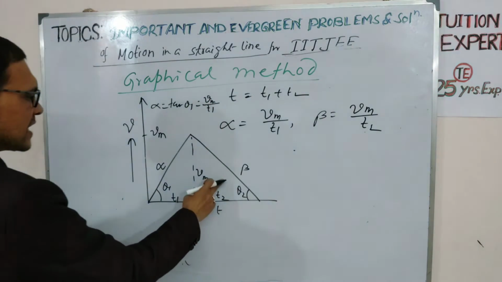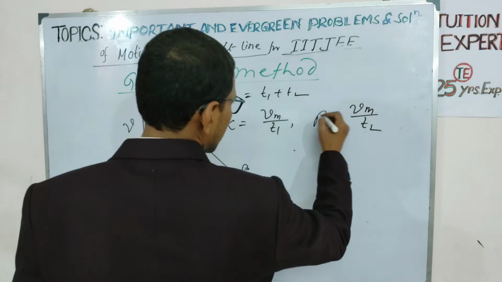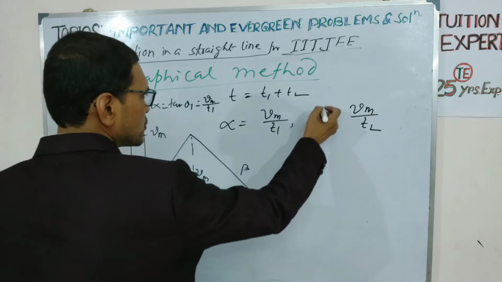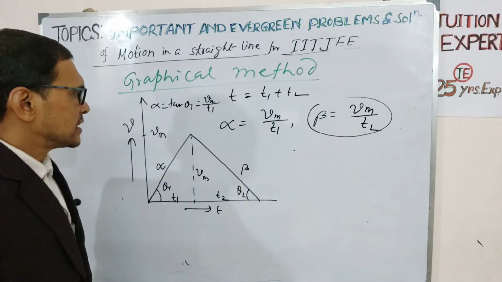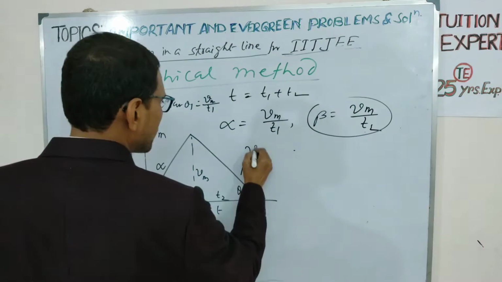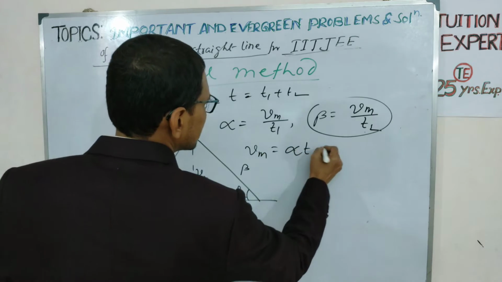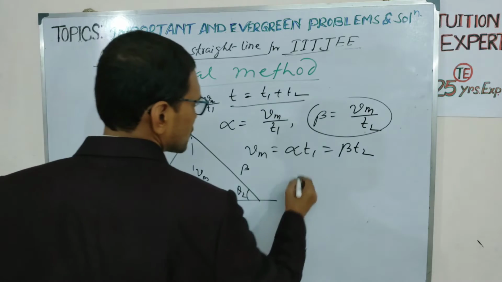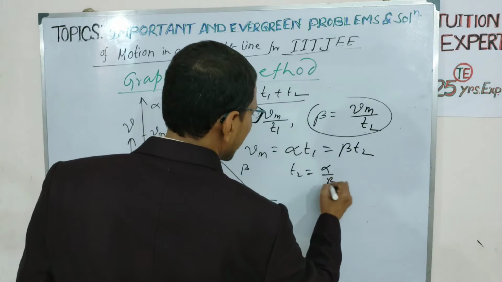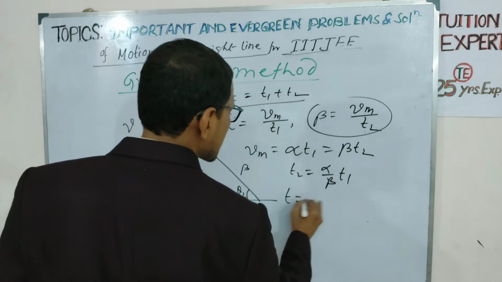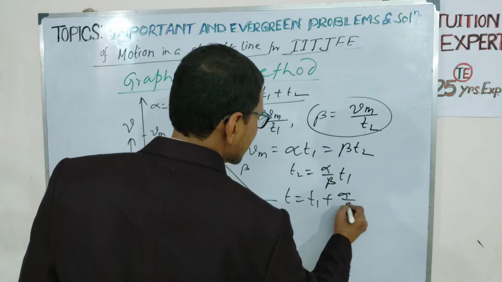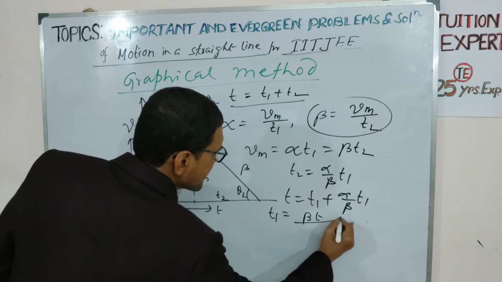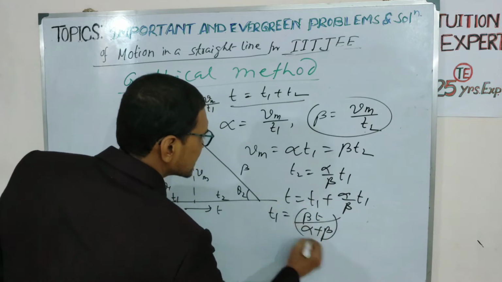Similarly, tan theta 2 has a negative sign. Retardation means negative slope, but here we just consider the magnitude. Now alpha equals this, beta equals this. So Vm equals alpha t1, which equals beta t2. Now we are given this, so t2 equals, now put here, from this we get this.